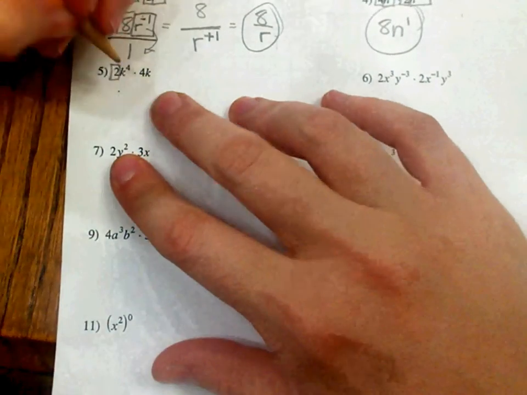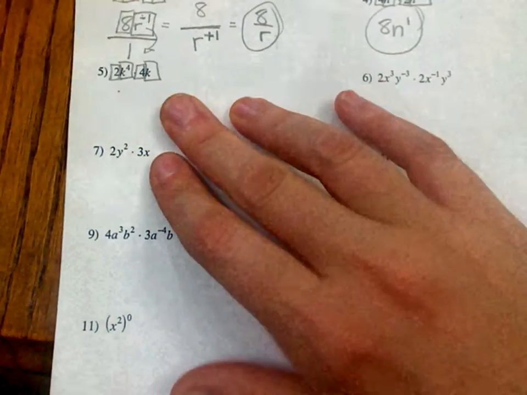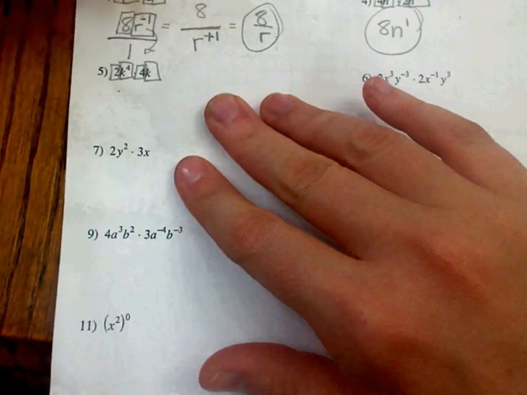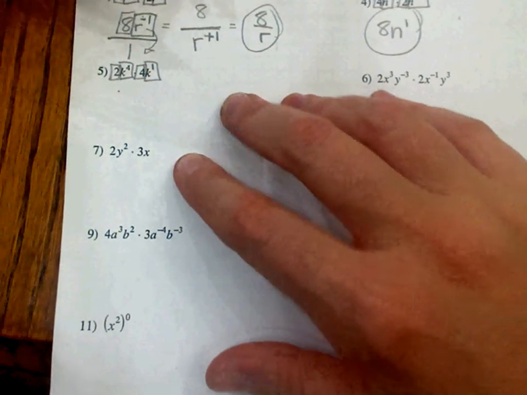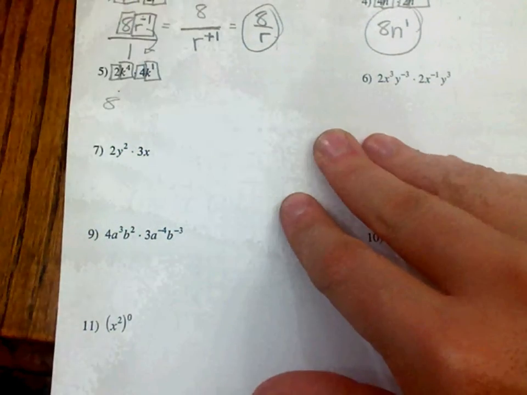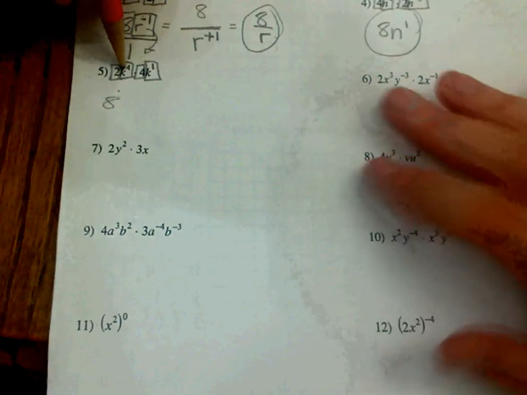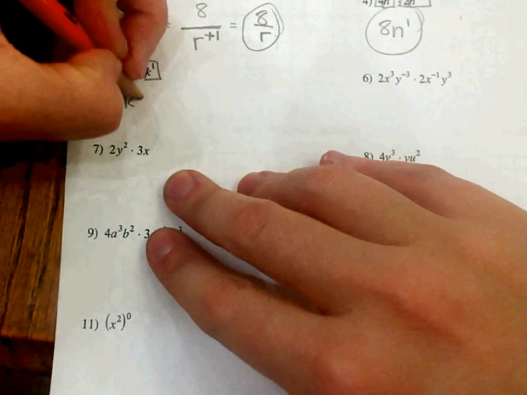Windows on the 2, on the k, on the 4, and on the k. Now remember, this k over here on the right, it does have an exponent of 1. You cannot forget that when you're doing it, okay? So multiply. 2 times 4 is 8. And then k to the 4th power times k to the 1st power is k to the 5th power.